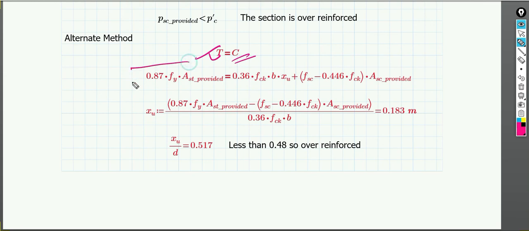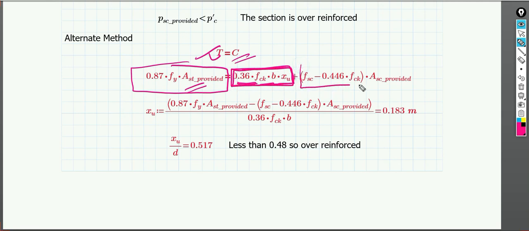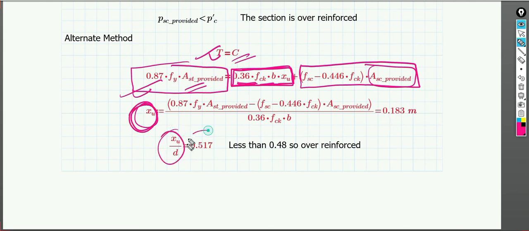So here tension force is nothing but 0.87 Fy Ast provided, right? That should be equal to 0.36 fck b xu. This is for the concrete portion. This is the compressive stress in the concrete, and this is the compressive stress in the steel: fsc minus 0.446 fck into Asc provided. So from here you can find out the value of xu, and here also you can find out that xu by d is actually 0.517.